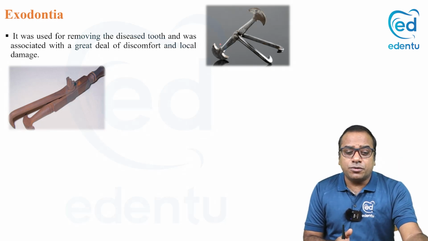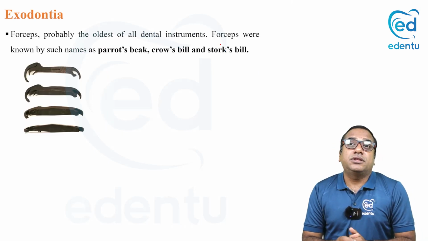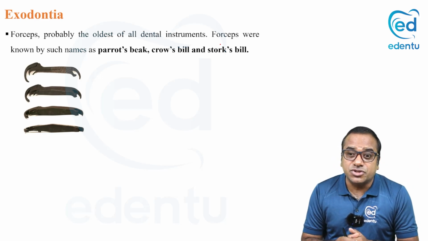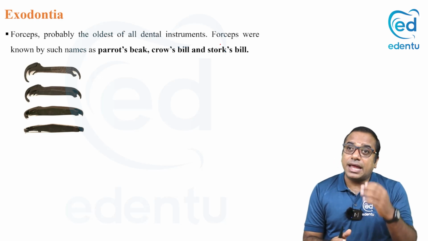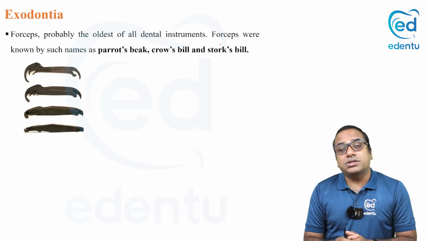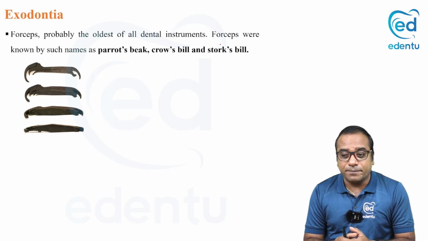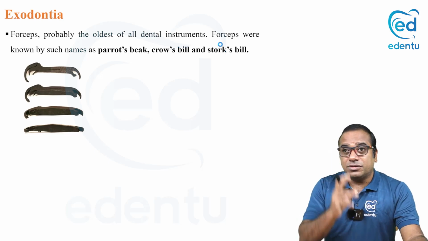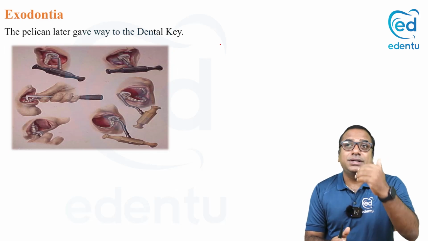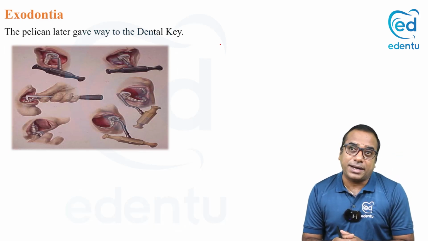Then more development took place on how to modify the dental pelican. Then the forceps came into practice. Forceps were one of the oldest instruments used in dentistry, and they had earlier other names like parrot's beak, crow's bill, and stork's bill. These were the other names for the dental forceps we have today. The dental pelican, the first instrument in the 14th century, later gave way to the dental key. This was an instrument modified from the dental pelican and came into practice.